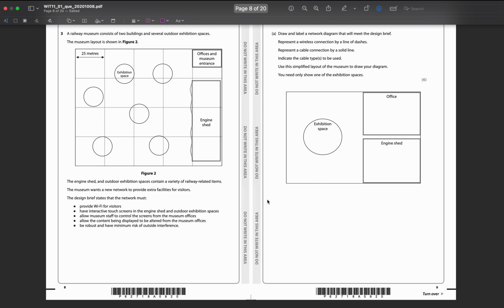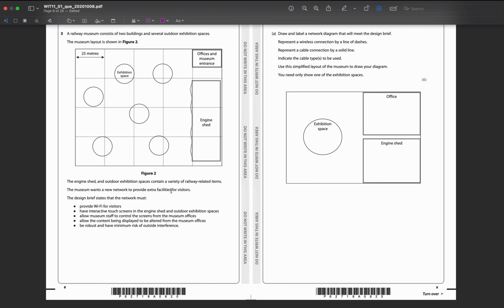Okay, then go to question number 3. Question number 3 is: a railway museum consists of two buildings and several outdoor exhibition spaces. The museum layout is shown in figure 2. Here it is showing that the office and museum entrance is there, the engine shed is there, and this is the exhibition space. The engine shed and outdoor exhibition spaces contain a variety of railway related items. The museum wants a new network to provide extra facilities for visitors.